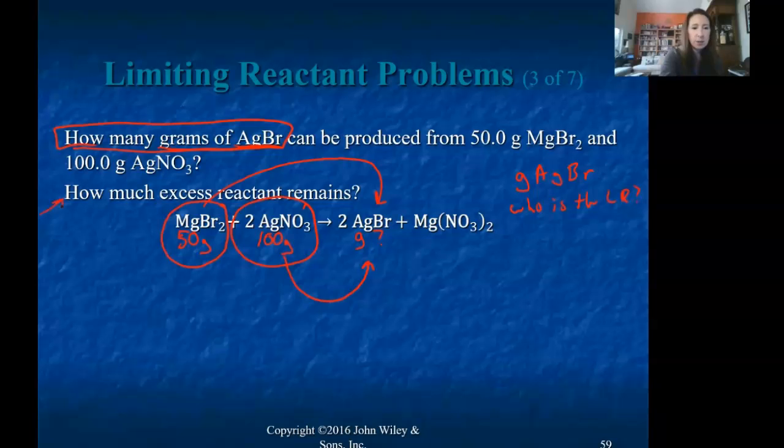And then this second piece, I'm going to show you how to do that. We'll do that piece together. But try this first piece together. So 1, how many grams can we make? 2, who's the limiting reactant? Okay, try this. Great practice. And then we're going to go over this in just a minute.